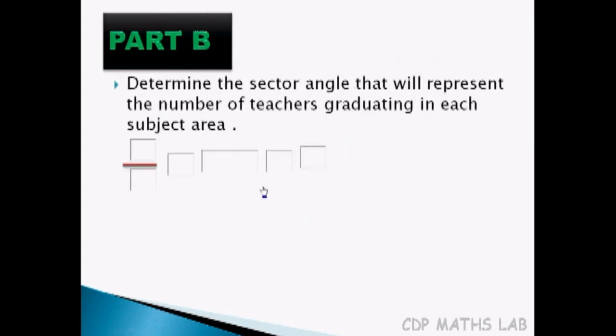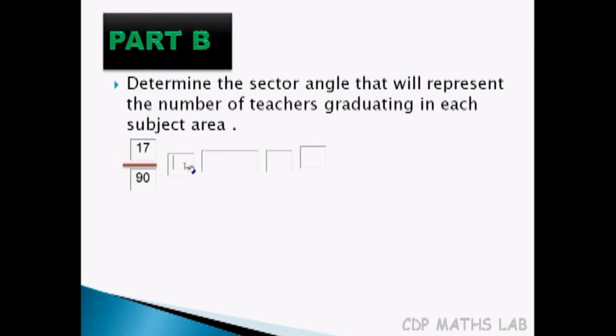Part B. Determine the sector angle that will represent the number of teachers graduating in each subject area. Alright, the first step is to write, for each subject, or let's just use maths as an example, you have your fraction bar. Then you write the total number of teachers, which is 90. So 17 teachers graduated from maths, but the total number of teachers who graduated is 90.